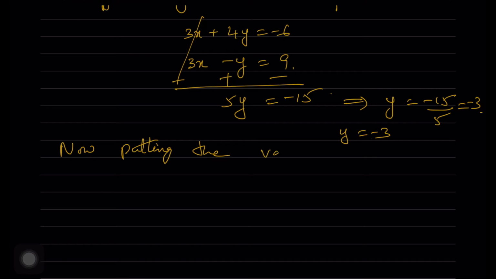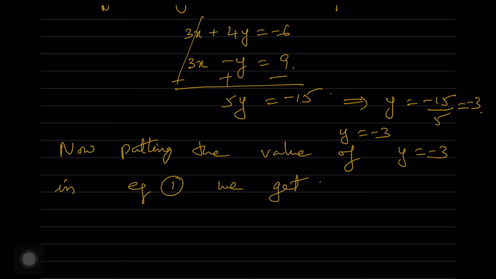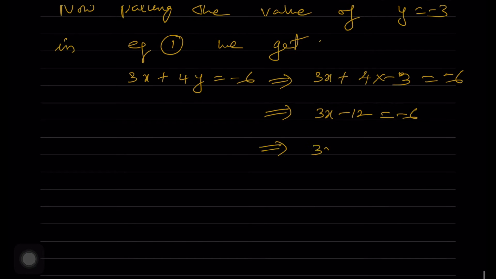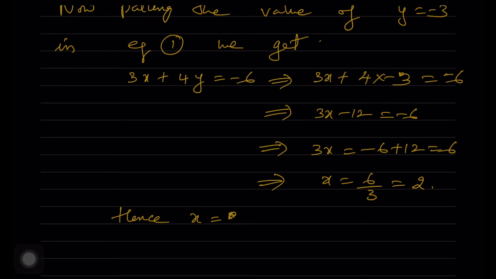Now putting the value of y is equal to minus 3 in one of the equations. In equation 1 we put, so 3x plus 4y is equal to minus 6 means 3x plus 4 into minus 3 is equal to minus 6, or 3x minus 12 is equal to minus 6, which implies 3x is equal to 6, or x is equal to 2. So that's the answer. Now doing the same thing by the substitution method.